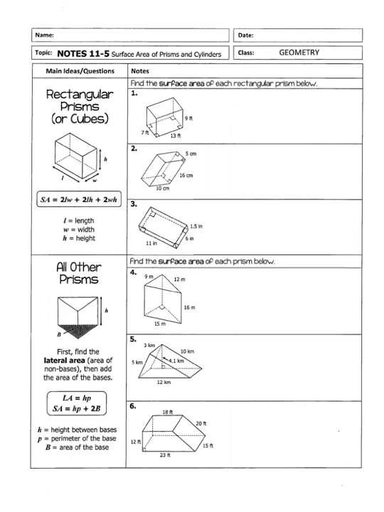Alright everyone, today we're going to cover notes 11.5, surface area of prisms and cylinders. Alright, what we're going to do is find the surface area of each rectangular prism for numbers 1 through 3. And when we're finding the surface area, we're actually finding the total surface area.